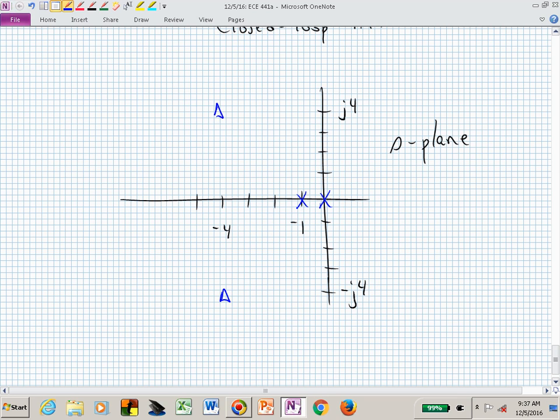Where do we put a zero? Probably at -1, and I wanted that to be in red. Okay, and now where do we put our pole? At -8. So we come over here to -8, wherever that is. Hope that's right. And we put our pole.